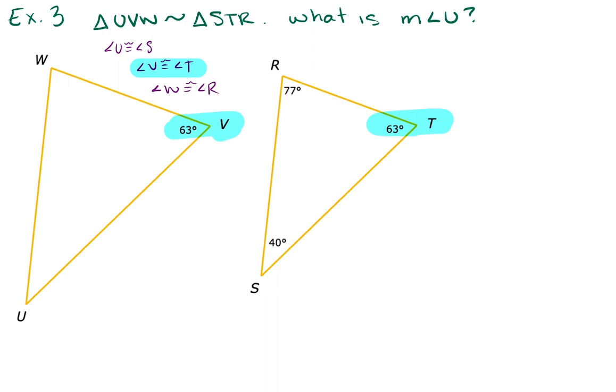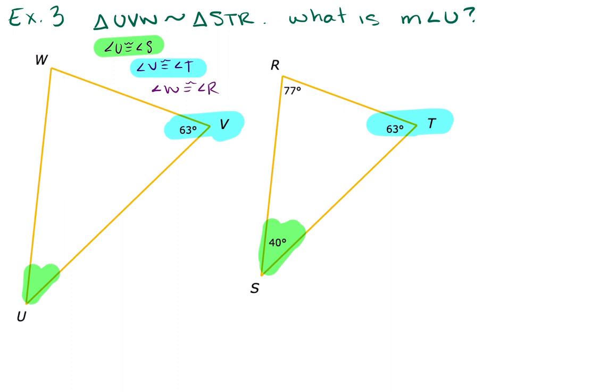Okay, we are only asked to find the measure of angle U. We're not asked to find the measure of angle R or angle W. We have R, but we're also missing W. But the question is asking us, what is the measure of angle U? And through writing our similarity statements, we've shown that U and S are going to be the same. And we don't know what U is, but we do know what S is.